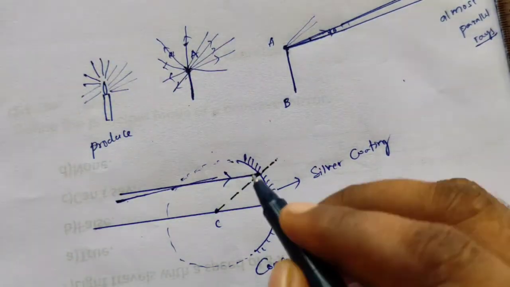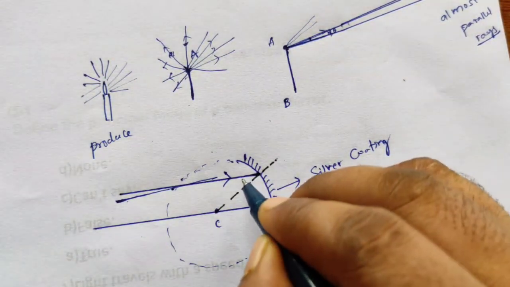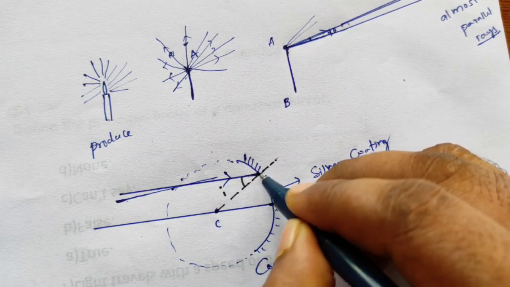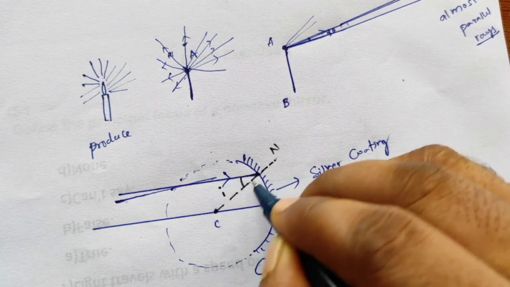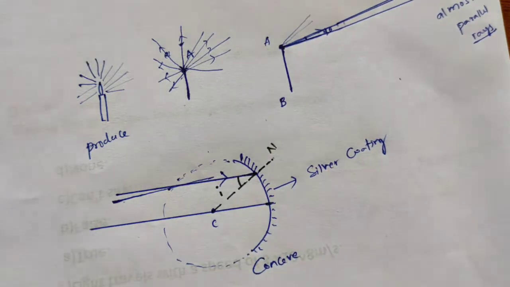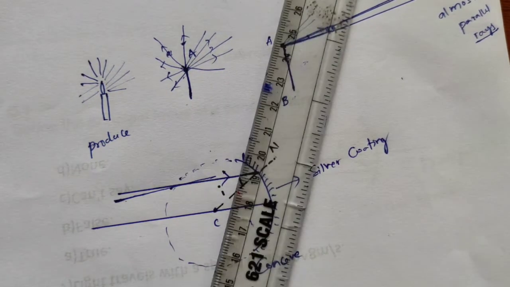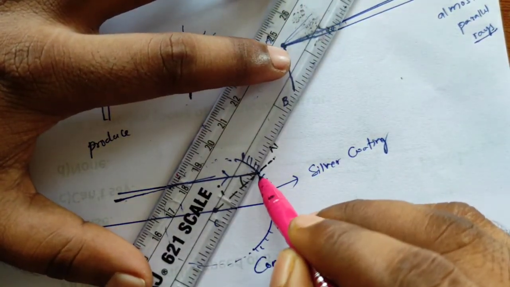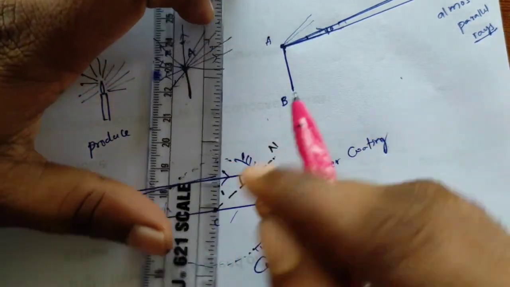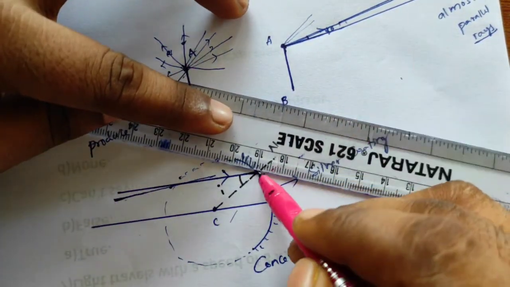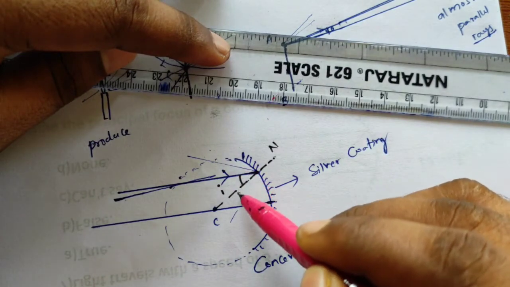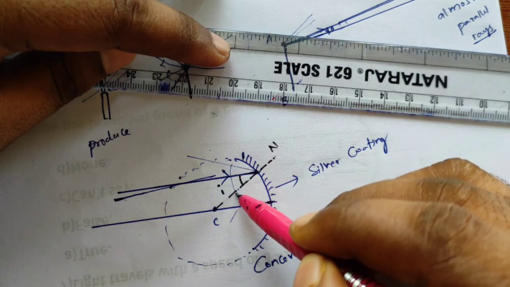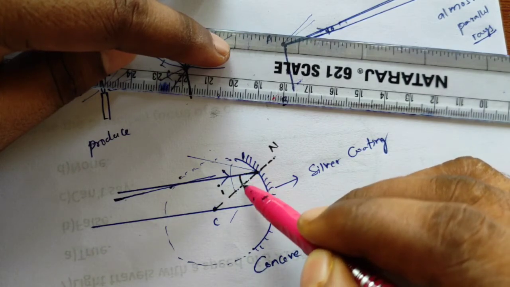If this is the normal, what is the angle of incidence here? So this is the angle of incidence, because it is the angle between the incident ray and the normal. And according to the laws of reflection, the angle of incidence must be equal to the angle of reflection. Angle of reflection means this light ray has to come this side or this side. For example, if this light ray goes this side, this will be the angle of reflection. Will this angle of reflection be equal to the angle of incidence? No, right? It won't be.